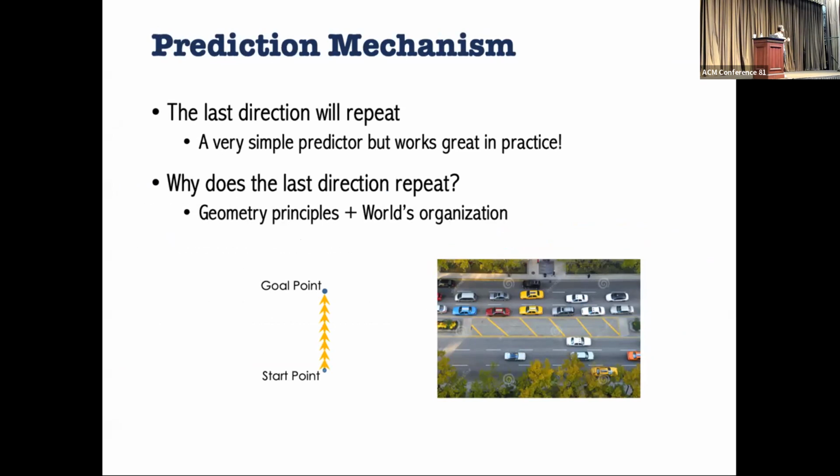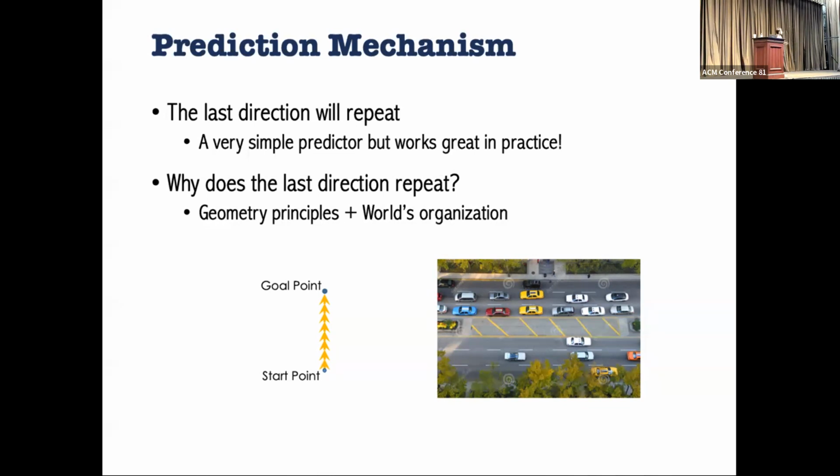The overall scheme of a prediction mechanism is learning from past expansions and predicting the next expansion. But we use a very simple predictor, which always predicts that the next step will be in the previous direction. Meaning that at every step, it is very likely that we continue along the direction that led us to the current point. But why does this last direction prediction work very well? We found that it is because of geometric principles and the organization of environments.